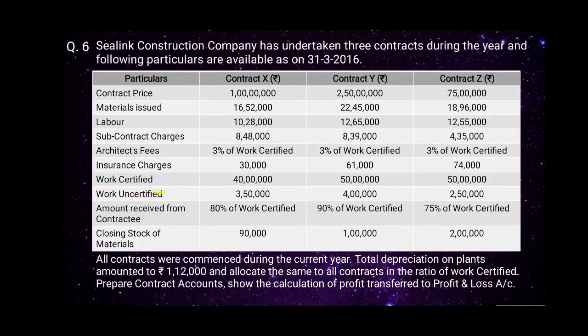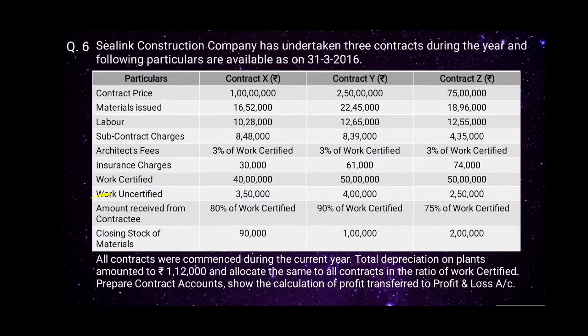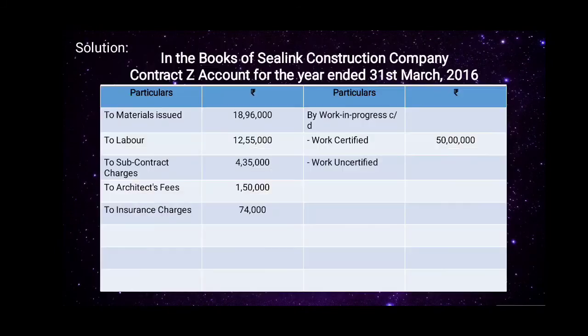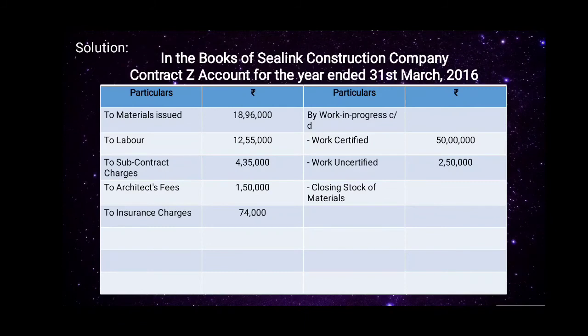Next is work certified. For contract Z, amount is given as 50 lakhs. So we'll record it under work in progress carried down. Work certified amount is given as 50 lakhs. Next is work uncertified. For contract Z, amount is given as 2,50,000. So we'll record it as work uncertified, amount is rupees 2,50,000. Next, we'll record closing stock of materials. For contract Z, it is given as 2 lakhs. So we'll record it on the credit side. Closing stock of materials amount is given as 2 lakhs.